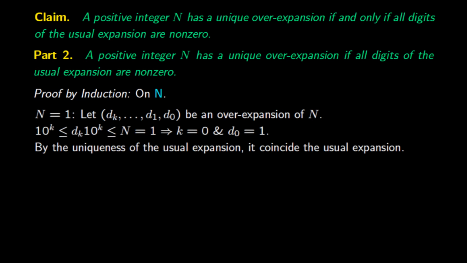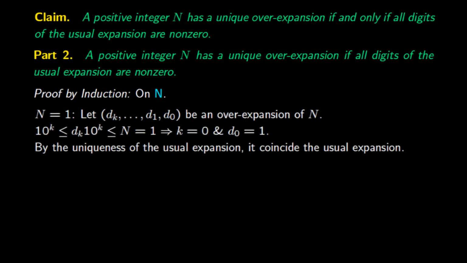We shall use induction on n. The base case is when n is equal to 1. We use di for digits of an overexpansion of n. The top digit dk contributes as dk times 10 to the k, and n must be greater than or equal to dk times 10^k. As the first digit of overexpansion varies from 1 to 10, it must be greater than or equal to 10 to the k. All these are less than or equal to 1, and hence k must be 0. So dk is d0, and d0 is 1.